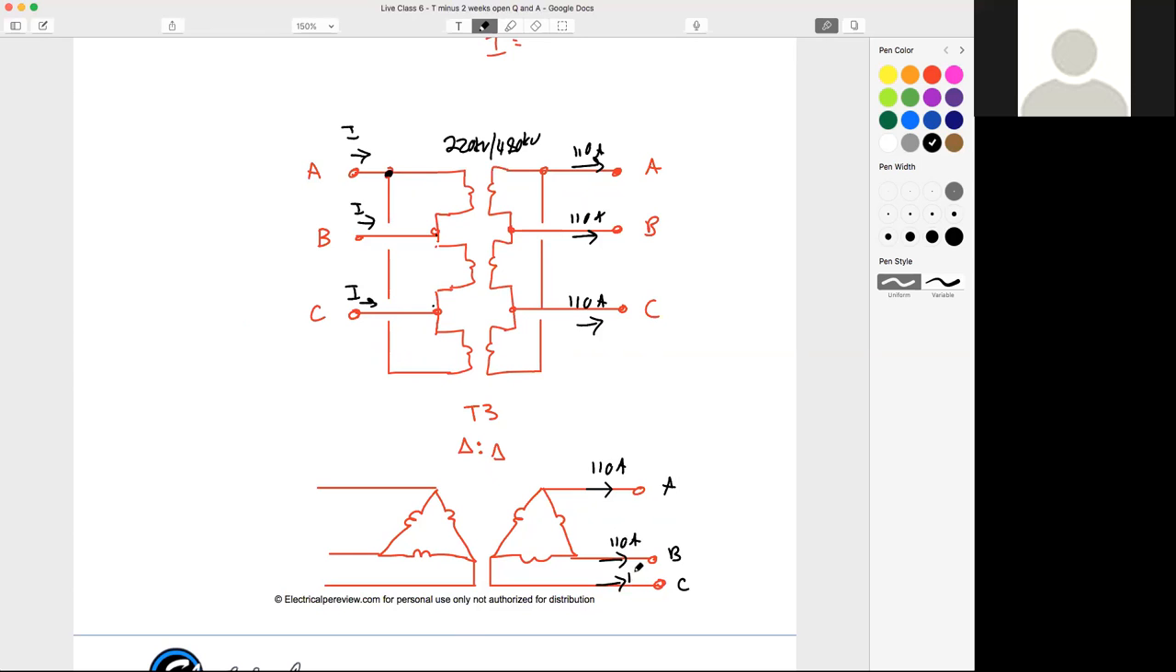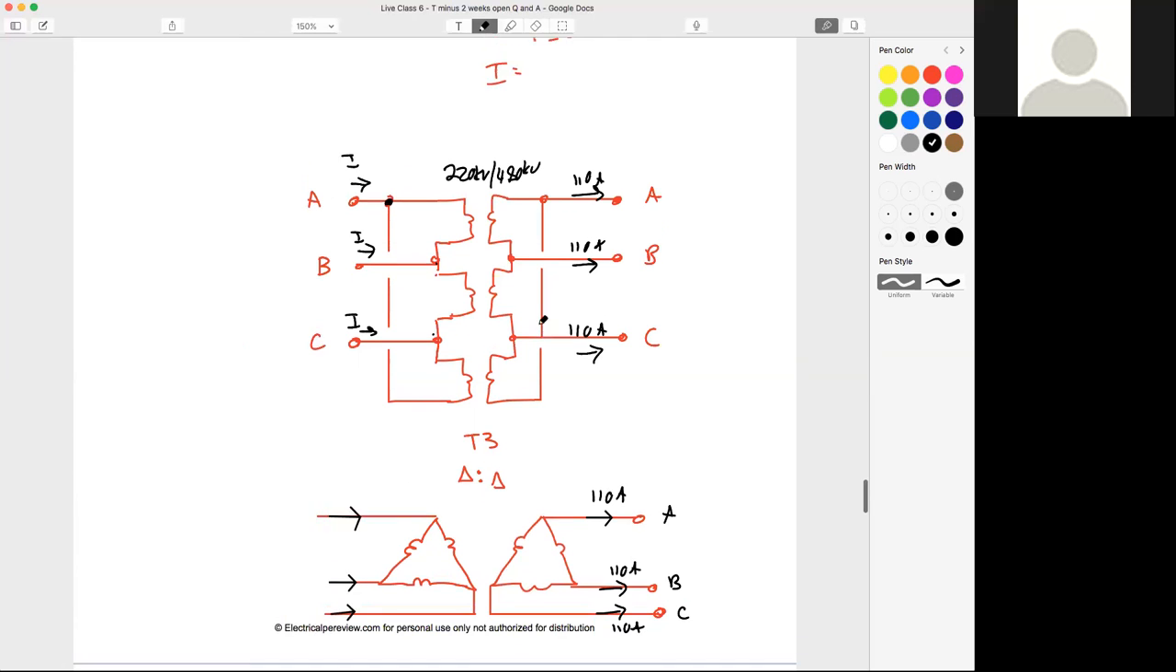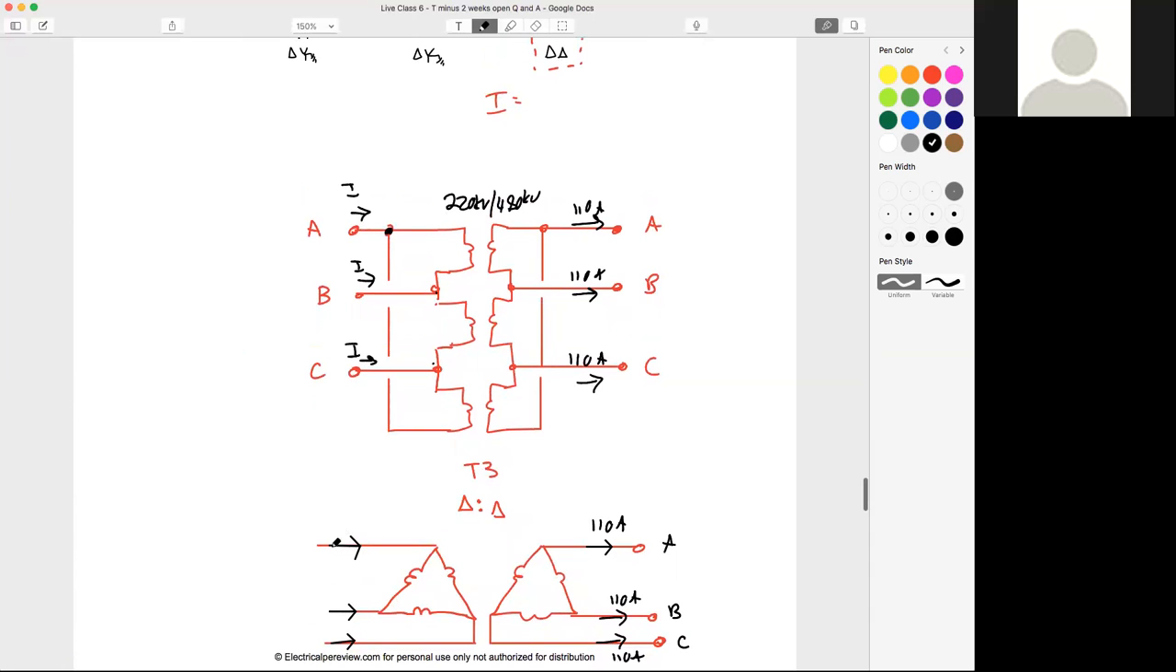So who can tell me really quickly, if I asked you what was the magnitude on any of the phase currents inside this delta winding, how would I find that? If we know the magnitude of the line current, we divide by the square root of 3, great. But what if we don't care about those phase currents? What if we just want to know this current right here? Then we don't need the square root of 3, right? Because our line current on this side is going to be proportional to our line current on this side.